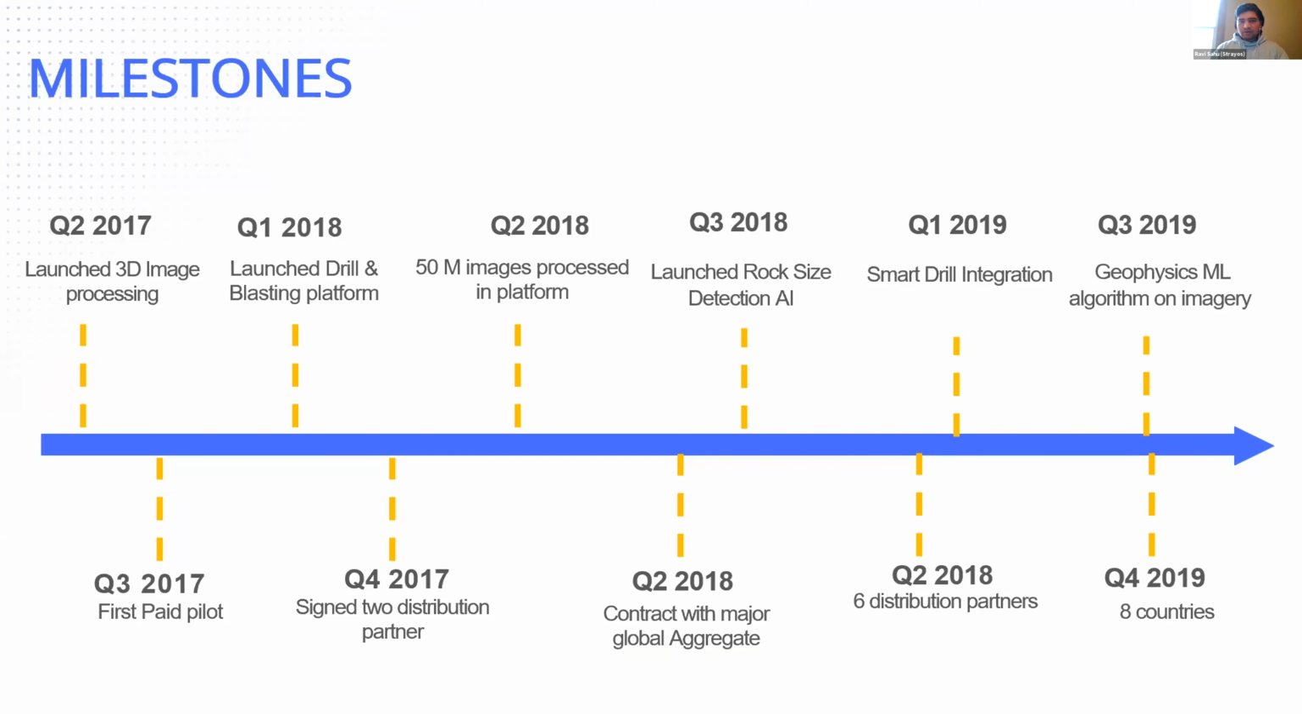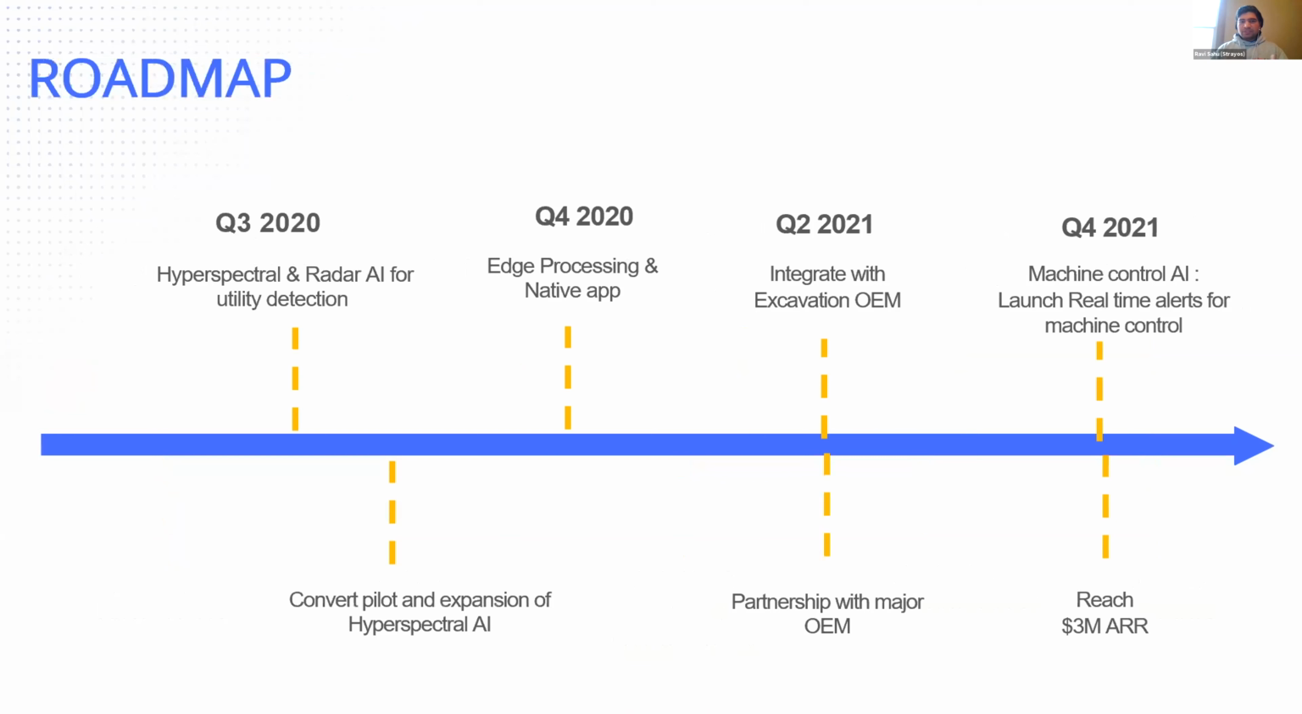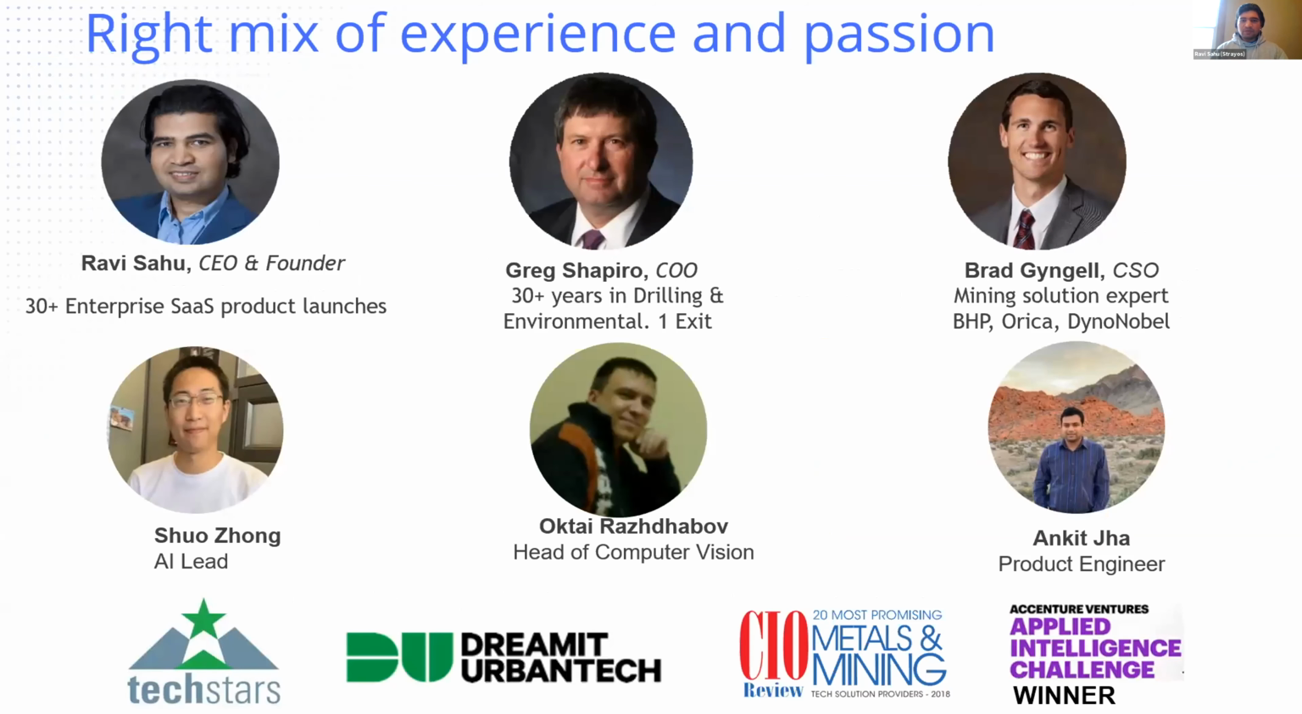We launched our first commercial product in 2017, and last year we were able to truly show the geophysics machine learning and expanded up to 8 countries. This year's roadmap is combining the hyperspectral and radar data to truly get the accuracy of the object detection below the surface for metal objects. We have done it for the surface level soil and minerals, but that's where we are heading towards. And then building an edge processing app to integrate directly into the machine control applications, so integrating with the excavation OEMs here and to reach up to 3 million ARR by end of 2021.